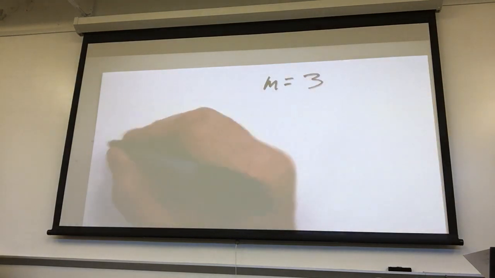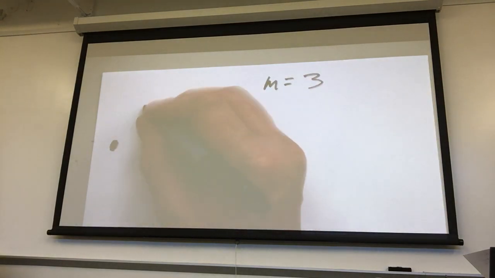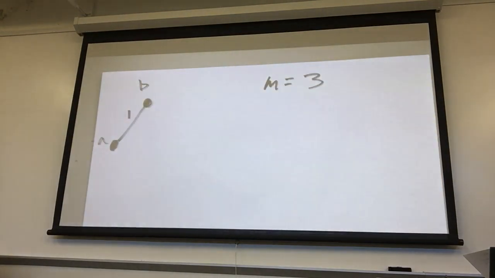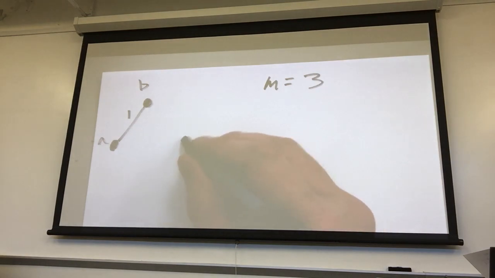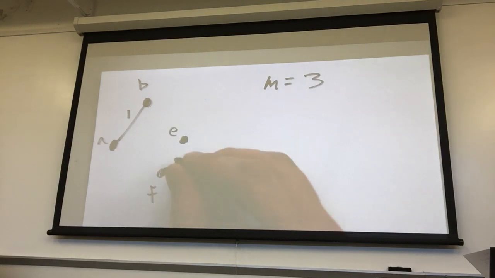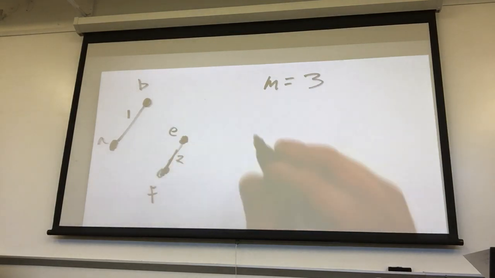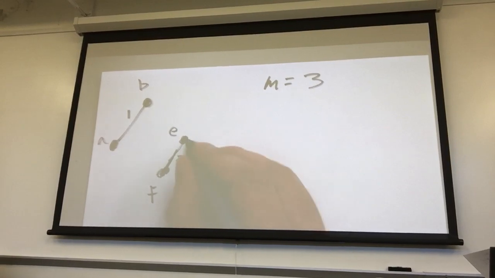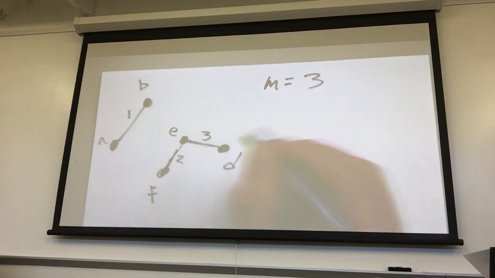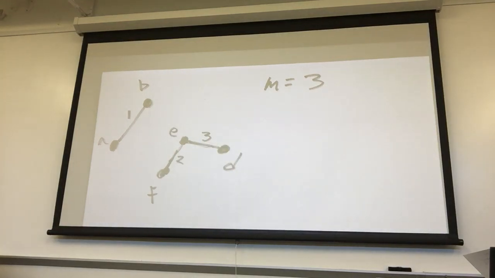All right. Now we're going up to m which equals 3. So we're going to have the ones we had before. A connected to B, which is weight 1. E connected to F, which is connected by 2. And E, which is connected to D, which is connected by 3. Okay, so we found the next lowest one.